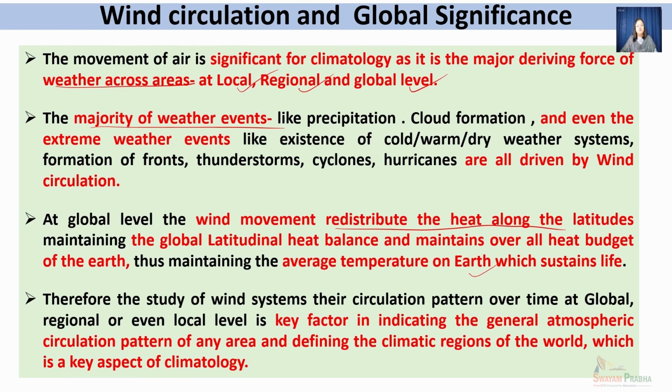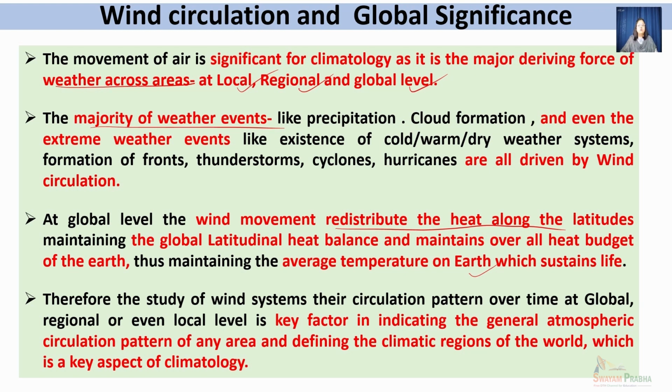Therefore, the study of wind systems, their circulation pattern over time at the global, regional, and even at the local level is the key factor in indicating the general atmospheric circulation pattern of any area and thus defining the climatic regions across latitudes, which is a key aspect of climatology.